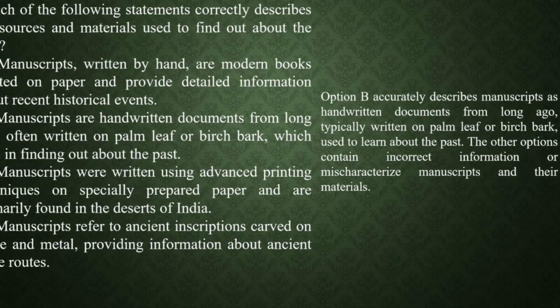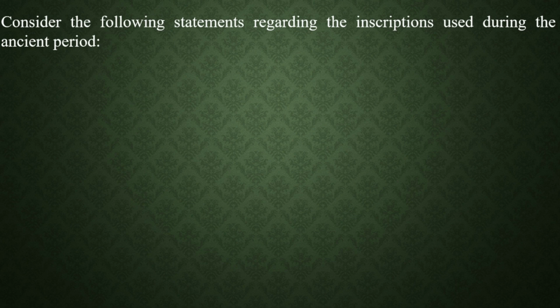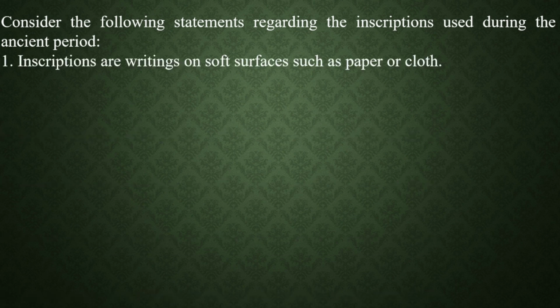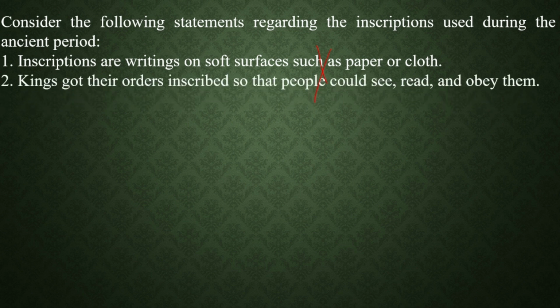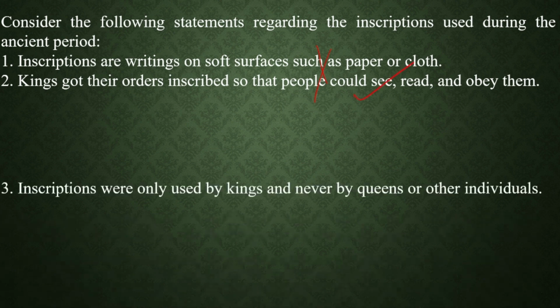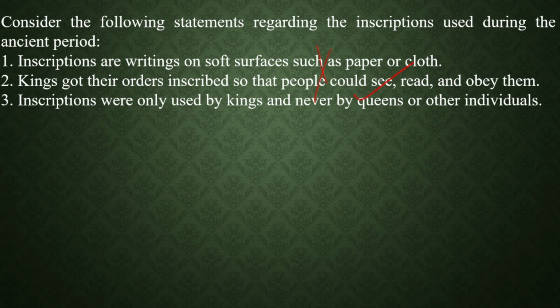Okay. So let's see the next question, student. Consider the following statements regarding the inscriptions used during the ancient period. The inscriptions were written on soft surfaces such as paper or cloth. Of course, not true. It is on a hard surface. The kings got their orders inscribed so that people could see, read, and obey them. It is true, and it seems to be true. Inscriptions were only used by kings and never by queens or other individuals. No, it is also false.